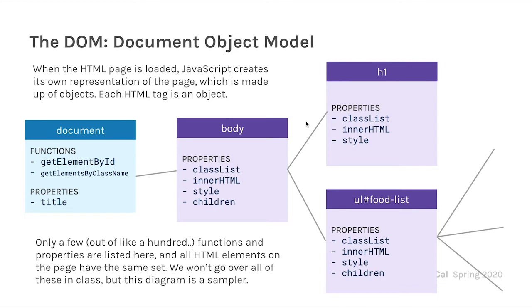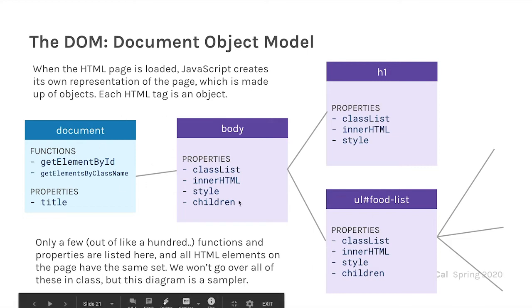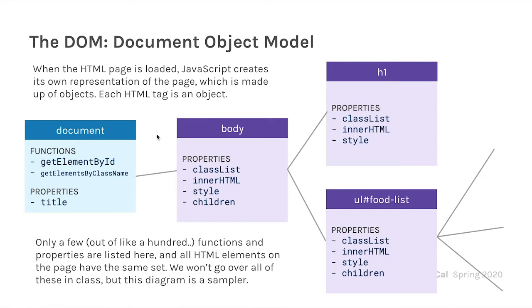So what I'm talking about is formally called the DOM, the Document Object Model. When an HTML page is loaded, JavaScript creates its own representation of the page, and it's made up of objects. Each HTML tag has its own object with functions and properties. Now, on this diagram, I've listed just a few of them, but there's actually probably 100 or more functions and properties of each of these HTML elements.